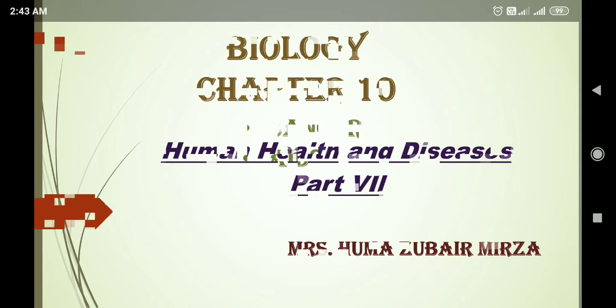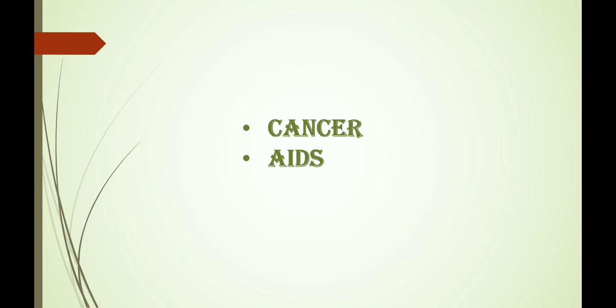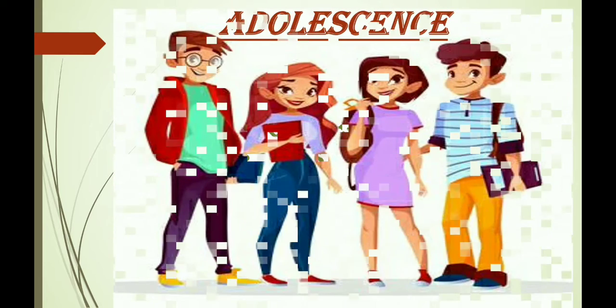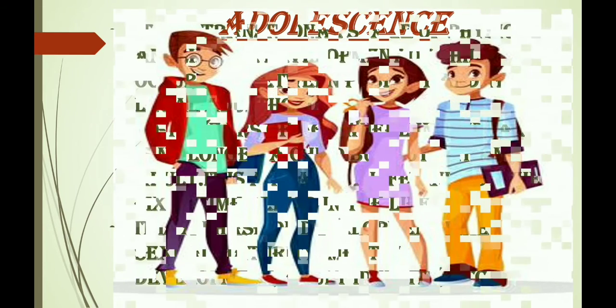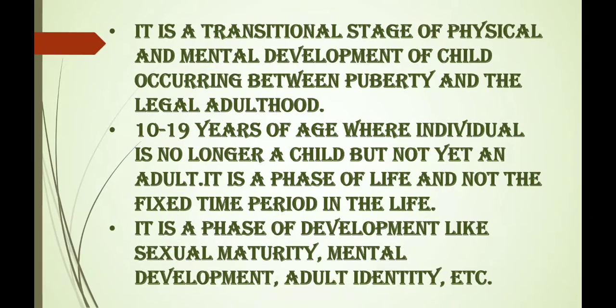Last time we studied about cancer and AIDS. Today we will study about adolescence. What is adolescence? Adolescence is a transitional state of physical and mental development of a child. It occurs between puberty and legal adulthood.